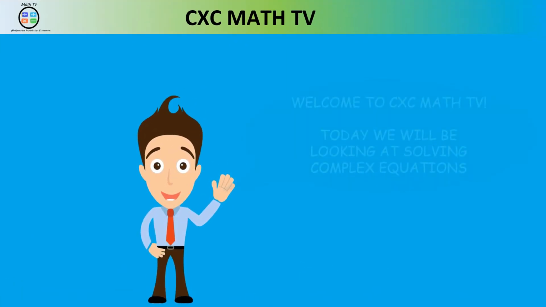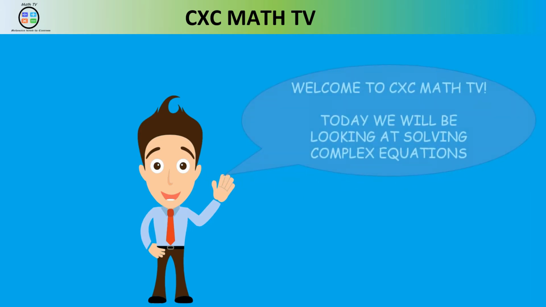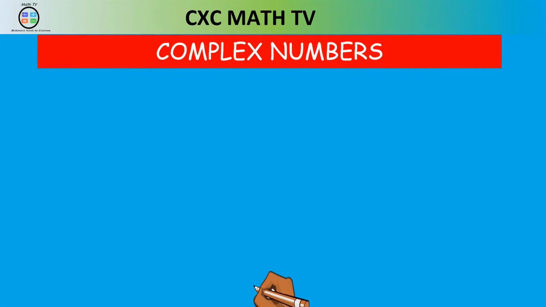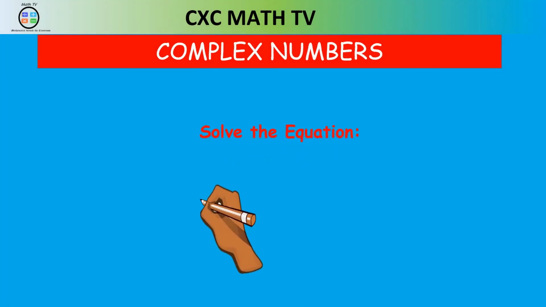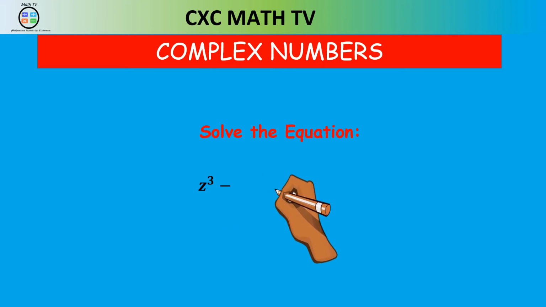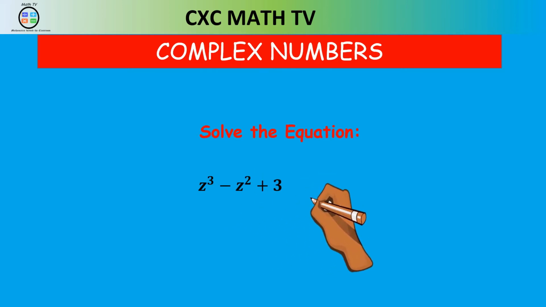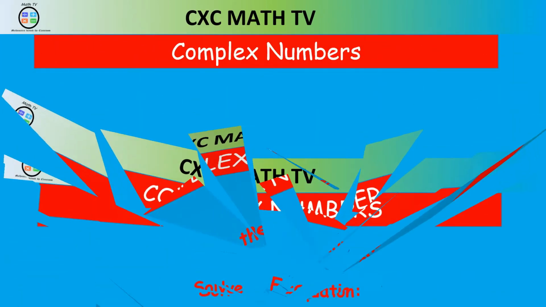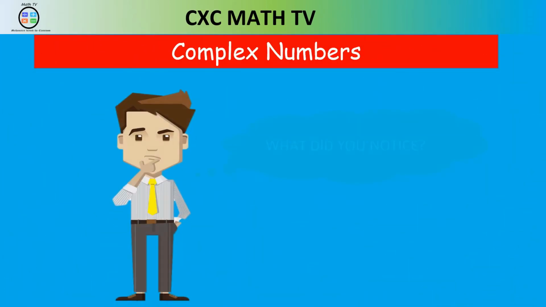Today we will be looking at solving equations with complex solutions. So, go ahead and pause the video and attempt this question. Solve the equation z cubed minus z squared plus 3z plus 5 equal to 0. In trying to solve that question, what did you notice?